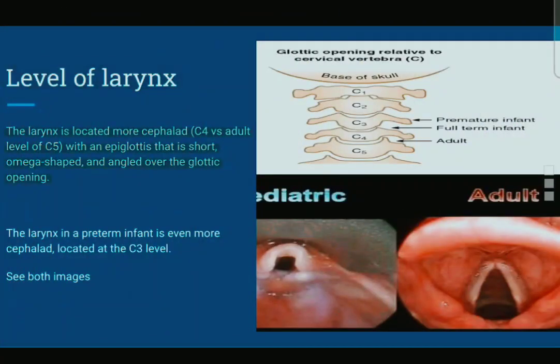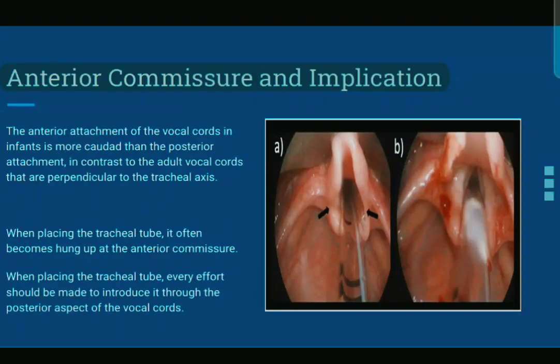Level of larynx. The larynx is located more cephalad, C4 versus the adult level of C5, with an epiglottis that is short, omega-shaped, and angled over the glottic opening. The larynx in a preterm infant is even more cephalad, located at the C3 level. See both images.